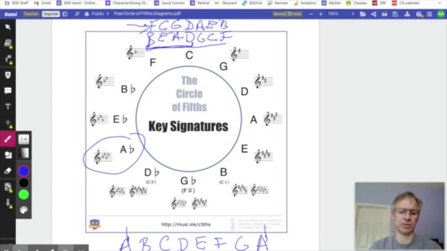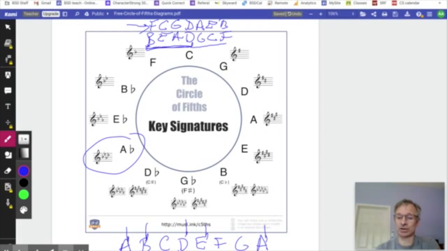So let me find all of the B's and give them a flat sign. There's only one B. All of the E's and all of the D's. I have B flat, E flat, A flat, and D flat, and that gives me the full list of all of the notes that exist in that particular key. This works with all of the keys you could possibly want to play in.